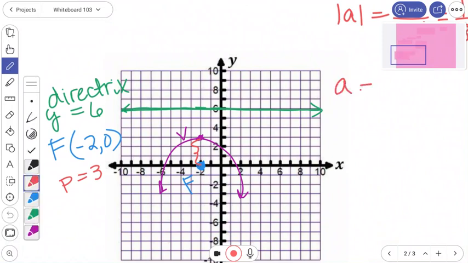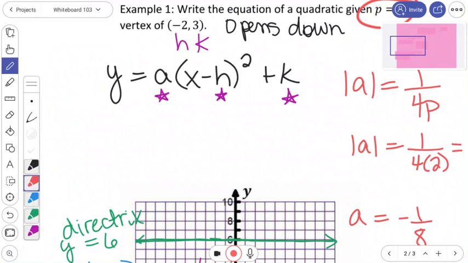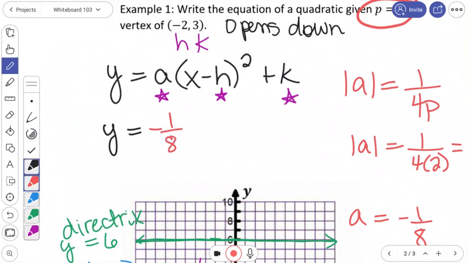Our a value is going to be -1/8. So now we have everything we need to sub into our equation. I'm going to scroll back up here. I know that my y value should equal a, -1/8, and then times, what is x minus h? That is just going to be x minus a negative 2.